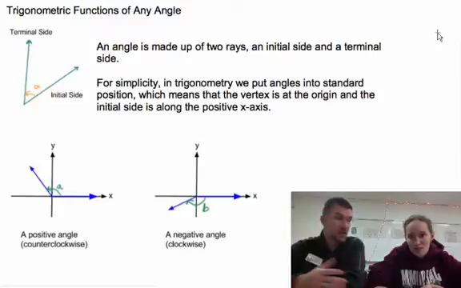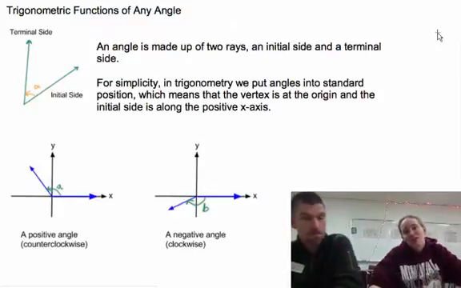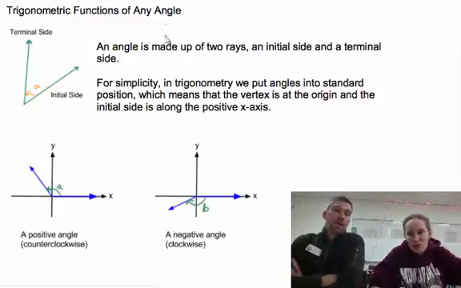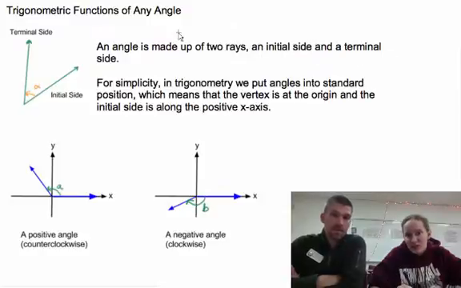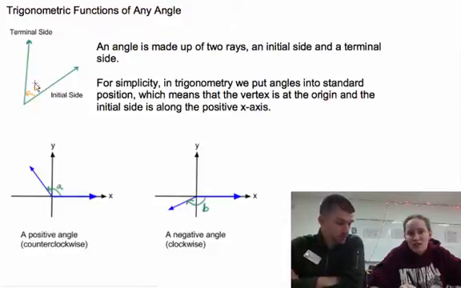Okay. So an angle is made up of two rays, an initial side and a terminal side. That shouldn't be anything new. Initial is where you start, terminal is where you end, just in case you're not sure on that. And here is our initial side. I'm sorry, that's an alpha. Alpha, yes.